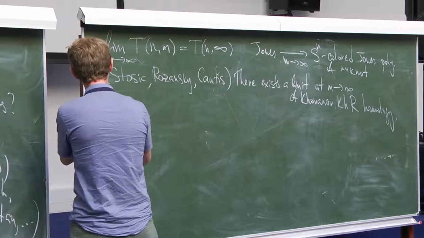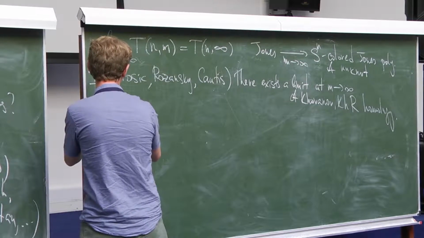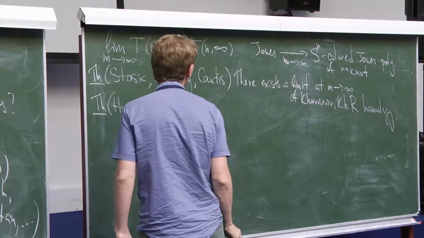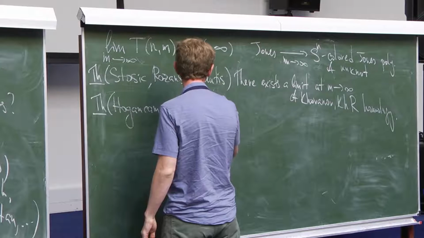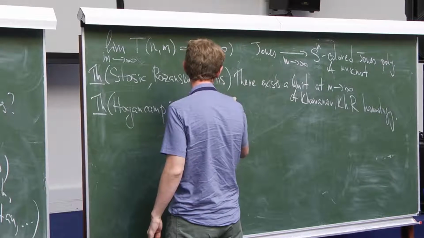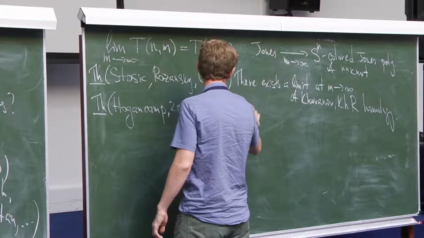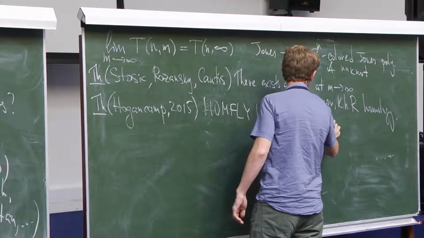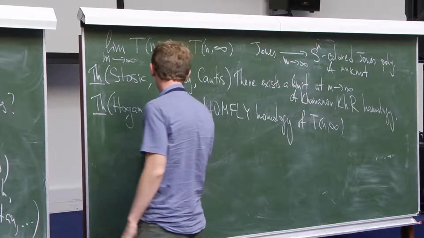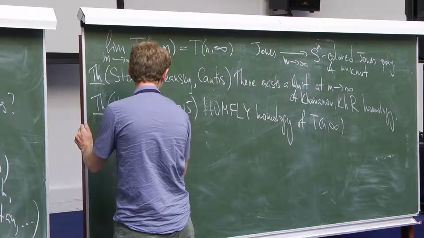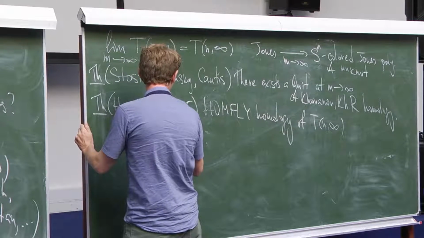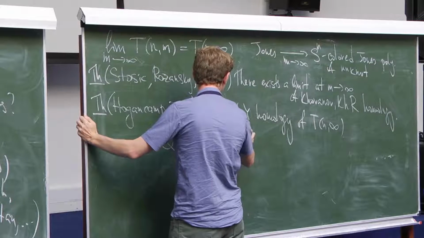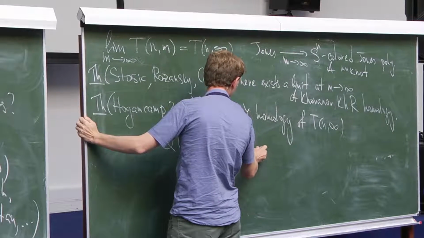But surprisingly, a very recent theorem of Hogancamp, last year, says that the limit, the HOMFLY-PT homology of T(n,∞), can be described as follows. This is a polynomial algebra, let me say with Q coefficients and even variables, tensor an exterior algebra on odd variables.